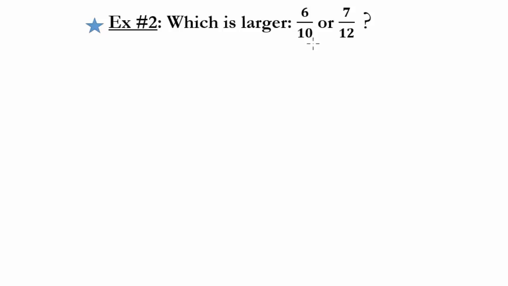So we have to find out which is larger. And the only way that we can really compare these is to find a common denominator. So let's do it really quickly. So 6/10, we'll just keep it as 6/10. And I have 7/12 here. And if I want to find a common denominator, I could look for the least common denominator, which is fine.